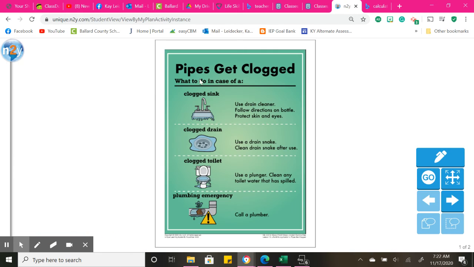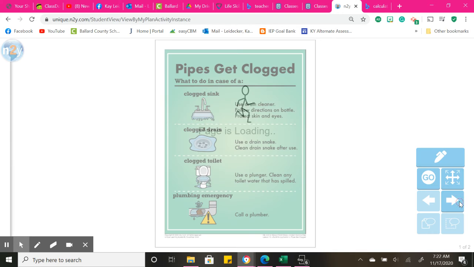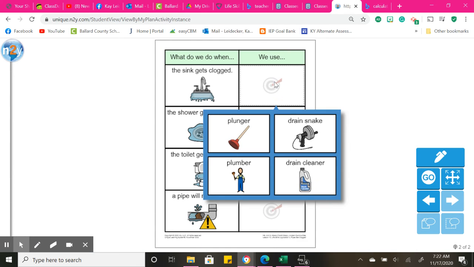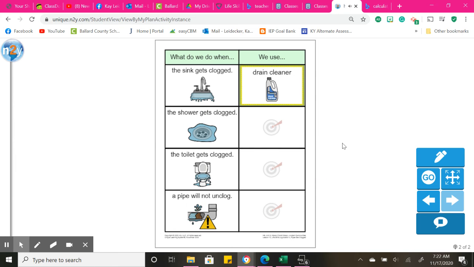And then our life skills application is, again, our pipes get clogged. What do we need to do? So again, click on that and read through them. And then, what will we use when the sinks get clogged? So again, go through that.